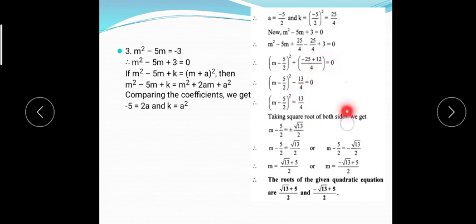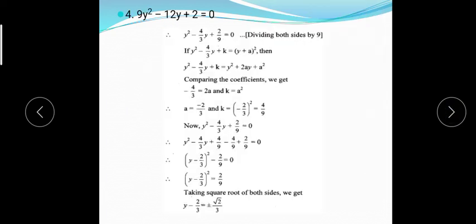Then you have to shift the minus 13 by 4 to the right side. You will get (m minus 5 by 2) whole square is equal to 13 by 4. By taking the square root, you will get m minus 5 by 2 is equal to plus minus root 13 by 4, the square root of 4 is 2, so plus minus root 13 by 2. And therefore m is equal to (root 13 plus 5) by 2 or (minus root 13 plus 5) by 2. So these are the roots of the given quadratic equation.